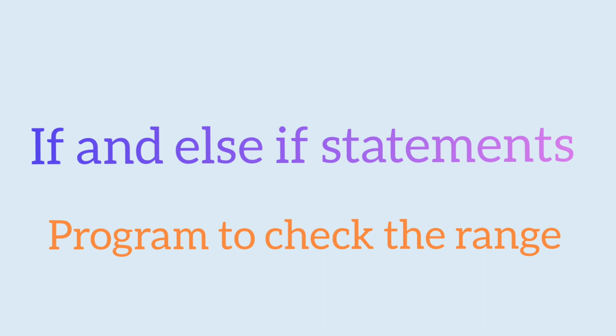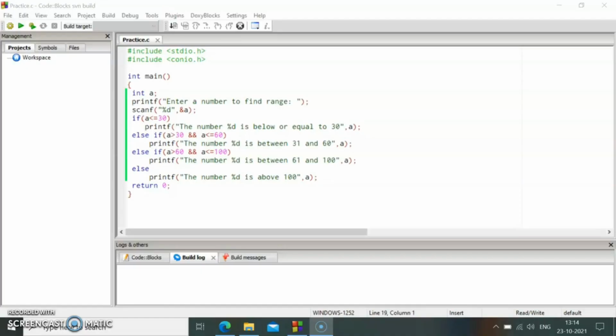Now we're going to see a program to check the range using if and else if statements. First, we're getting input from the user. We have specified conditions for range here, like a less than or equal to 30, a greater than 30 and less than or equal to 60, a greater than 60 and less than or equal to 100. We have used double ampersand to combine both statements, and also we've used else if as there are more than two statements.